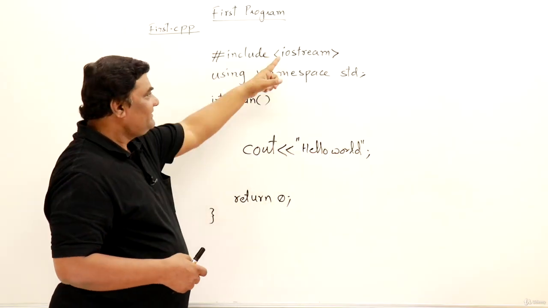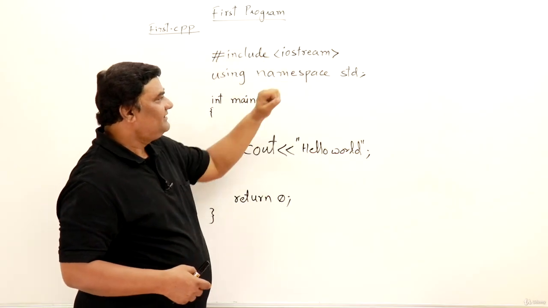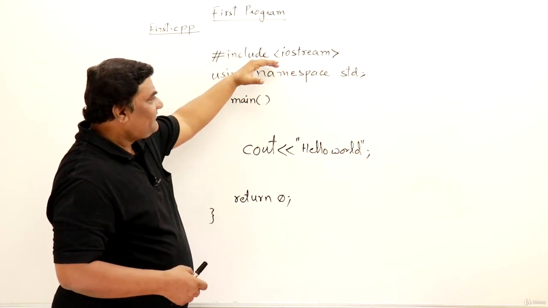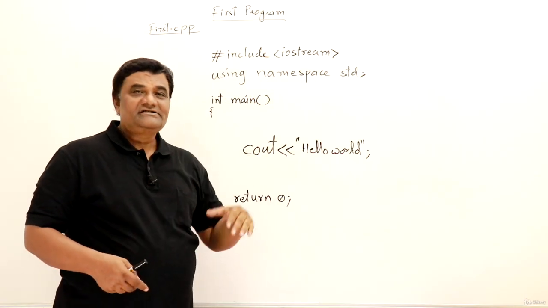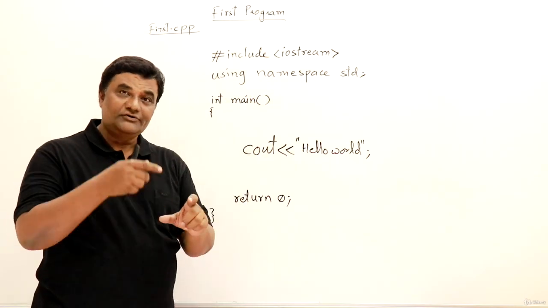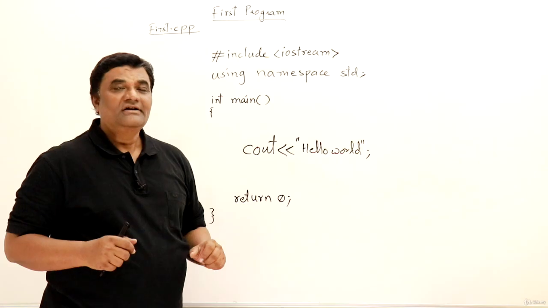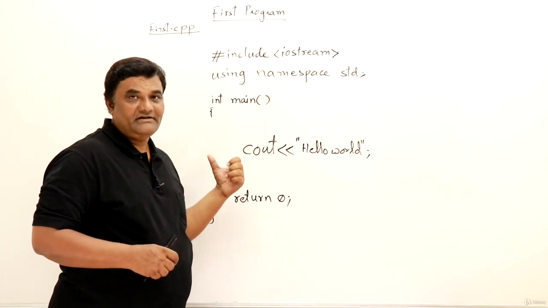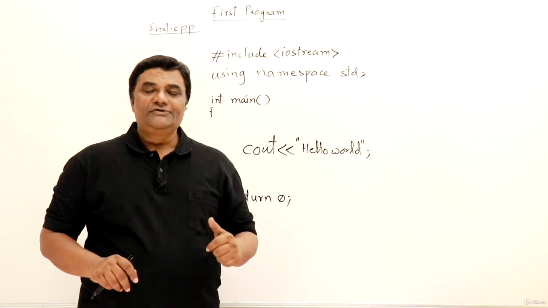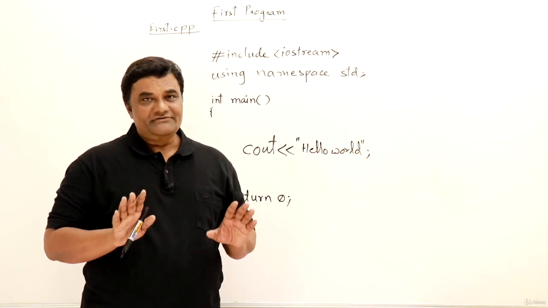The cout is present in the header file, so I should include the header file, and this header file has this namespace, so I should also use that namespace. Just including the header file is not sufficient. You have to use that namespace as well. If you don't want to use it, then you can write std scope resolution here. In the next video I will show you some simple programs of C++.